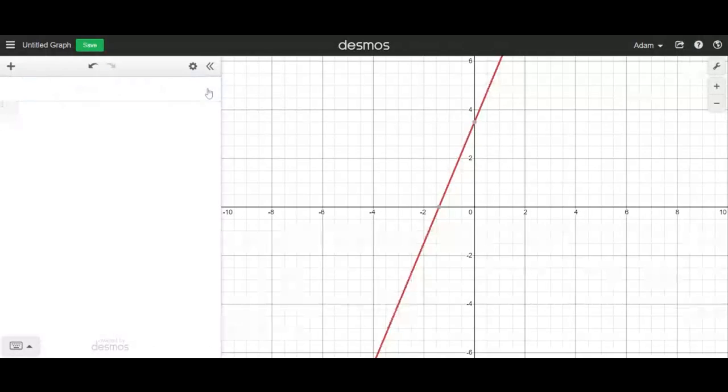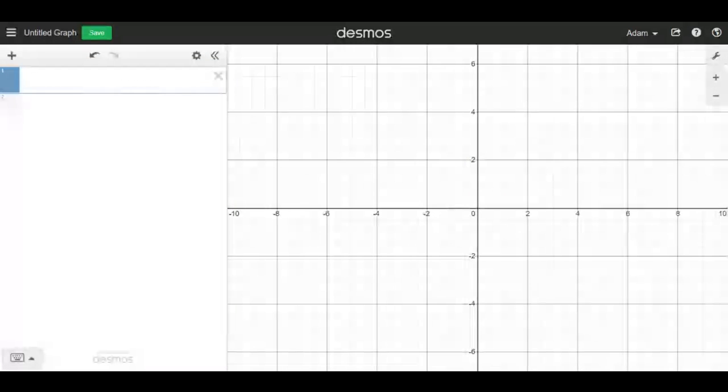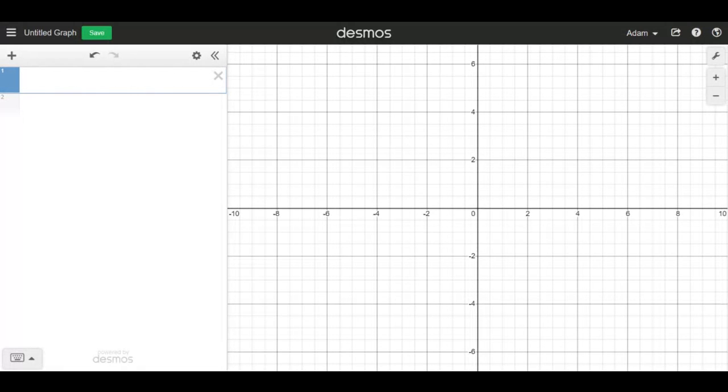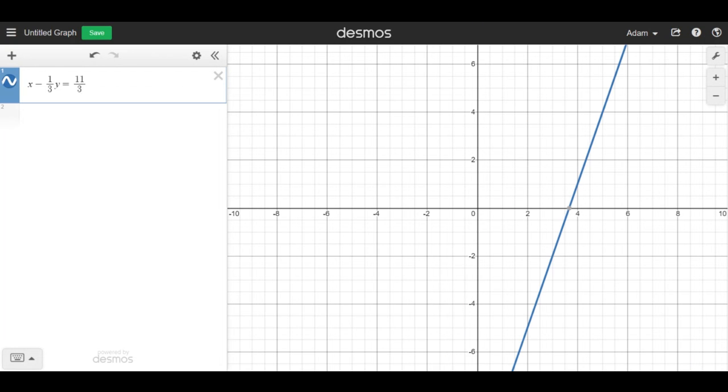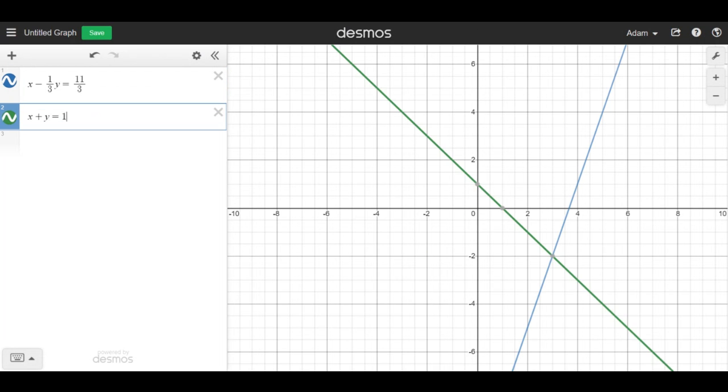Okay, here we go. Now I've got to get rid of these. So let me graph it. Again, what I want to do is put the equations into Desmos. So we have x minus 1/3 times y equals 11/3. The other equation is just x plus y equals 1, as you can see.